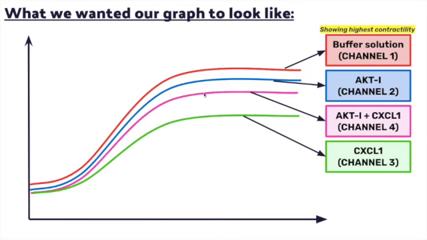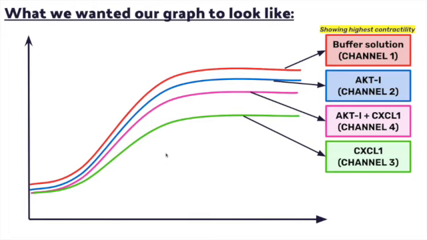So this is what we wanted our graphs to actually look like. This is what we hoped it would look like if AKT was truly the causative agent of ileus. You can see here that the highest contractility should have been exhibited by the intestines placed in the buffer solution, followed by those placed in AKT inhibitor, and then the one in both CXCL1 and AKT inhibitor.